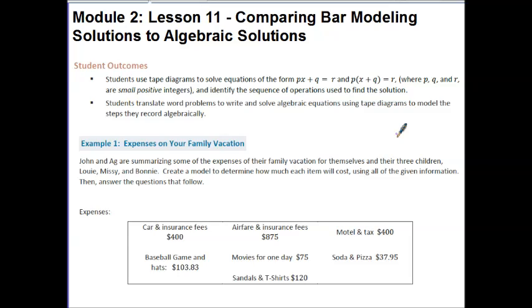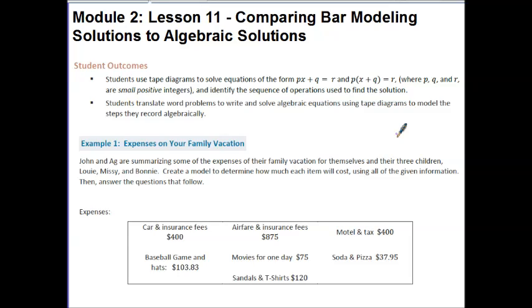Students translate word problems to write and solve algebraic equations using tape diagrams to model the steps they record algebraically. Now, you'll notice in the outcomes we've called them tape diagrams, but they're also referred to as bar modeling. The purpose of this lesson is really to prepare you for a group activity that you're going to be doing tomorrow in class. So I'm going to go through the first example, and then what you're going to be doing in your groups will be similar. So you'll want to use the notes as a reference for the ones that you do in class.